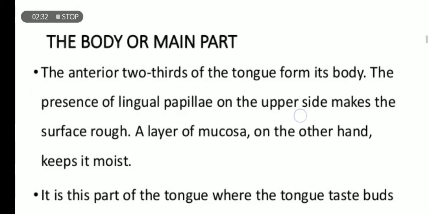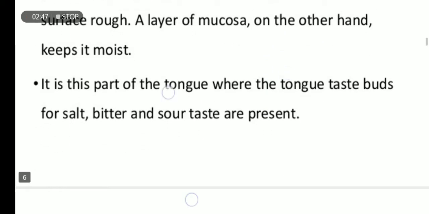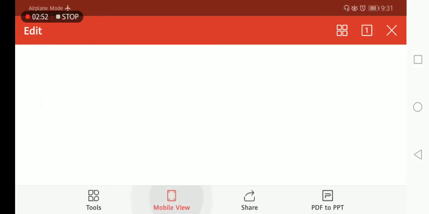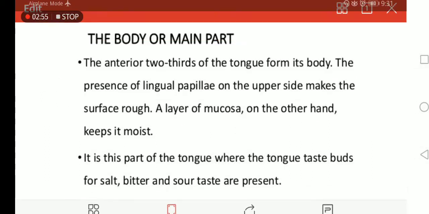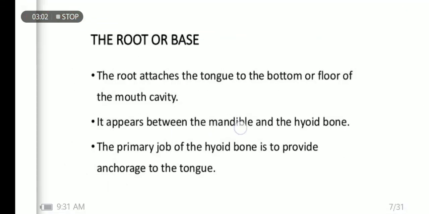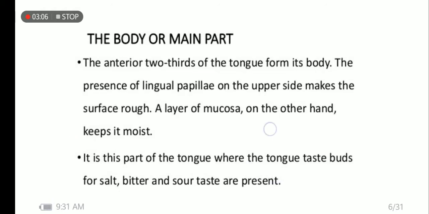The body or the main part: the anterior two thirds of the tongue forms its body. The presence of lingual papillae on the upper side makes the surface rough. A layer of mucosa, on the other hand, keeps it moist. It is the part of the tongue where the taste buds for salt, bitter, and sour taste are present.